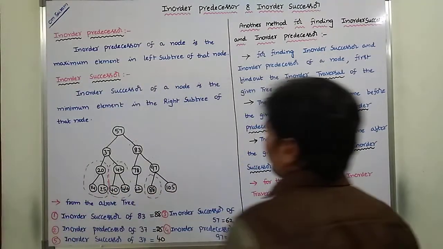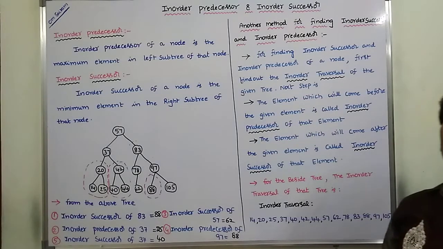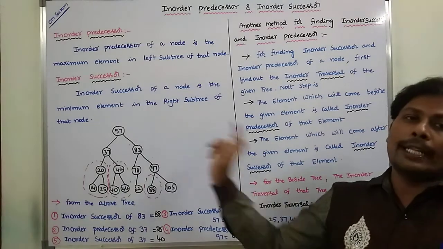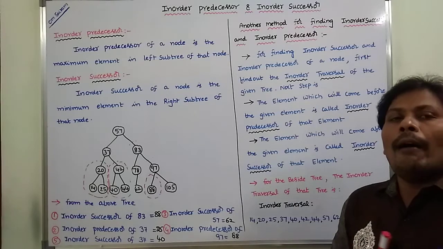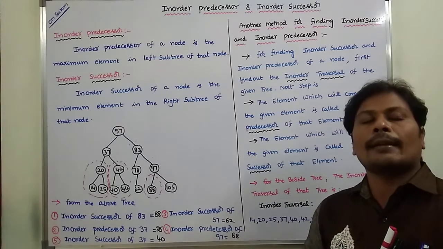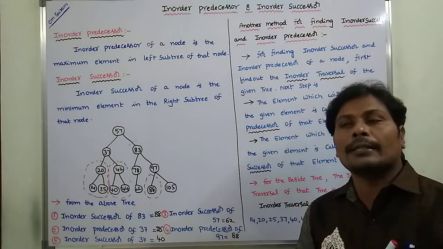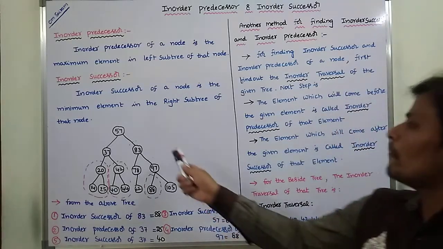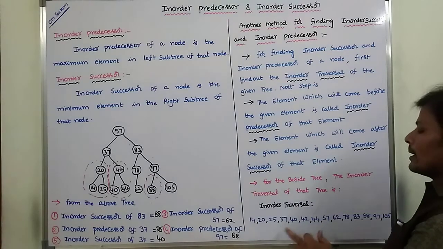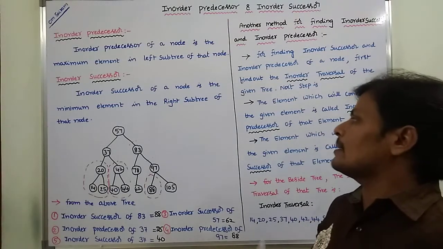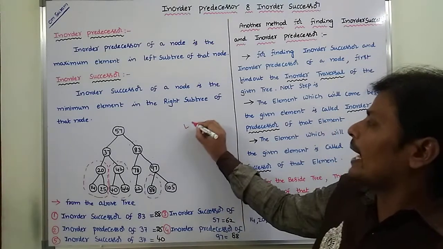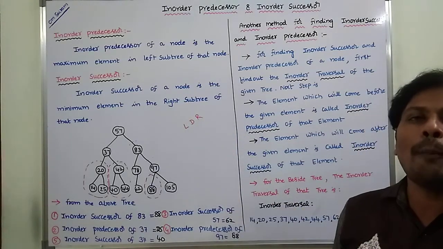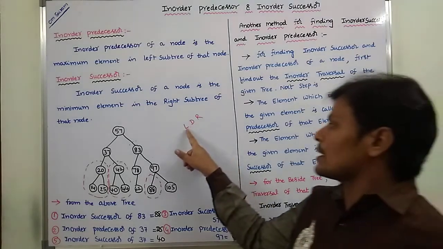Next, another method for finding out the inorder predecessor and successor of a node in a given tree. First, we have to construct the inorder traversal of the given binary search tree. Inorder traversal means first visit the left subtree, next visit the root node, and next visit the right subtree. So this is the order for performing inorder traversal. First go to the left subtree.